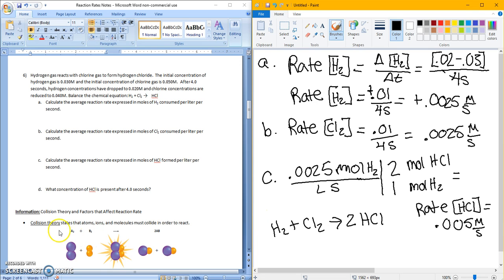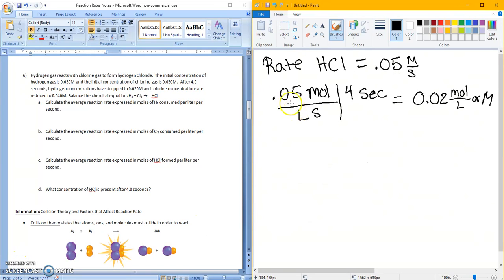All right, so then it says, what concentration of HCl is present after 4 seconds? Go ahead and pause, see if you can figure that one out. Okay, so we know that the rate of HCl is 0.05 molarity per second. Remember, that means that 0.05 molarity, or moles per liter, is being produced every second this reaction occurs. So if I look at this, I know that there's 0.05 moles per liter per second.